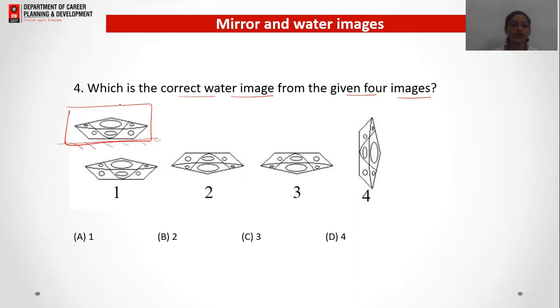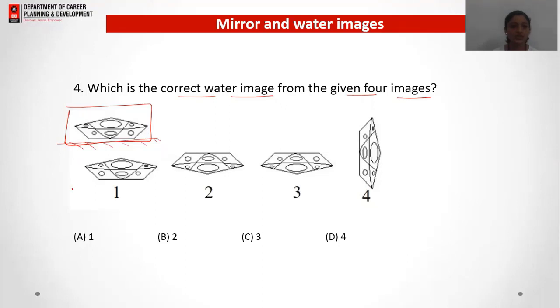As we know, in water image, left remains left and right remains right. Only that will be according to their water image. But in water image, top changes to bottom and bottom changes to top. So here we can see a big circle is there on the top and a little bit small circle is there on the bottom. And in this figure, both the circles are almost same, but on this side, the bottom circle is a larger one as compared to the top circle.